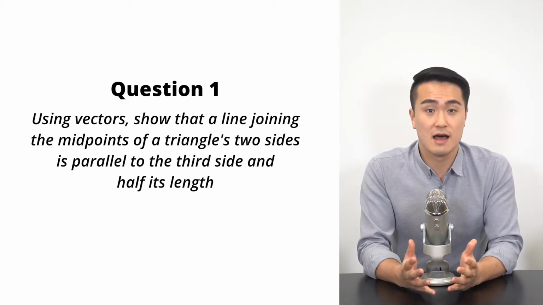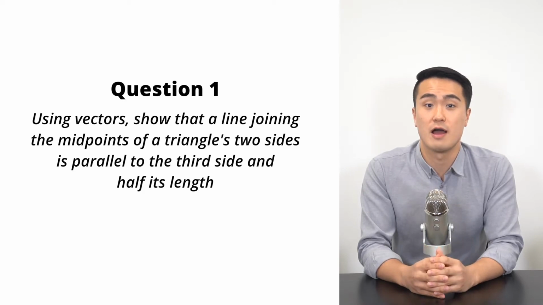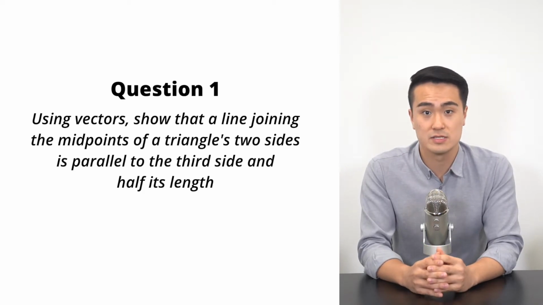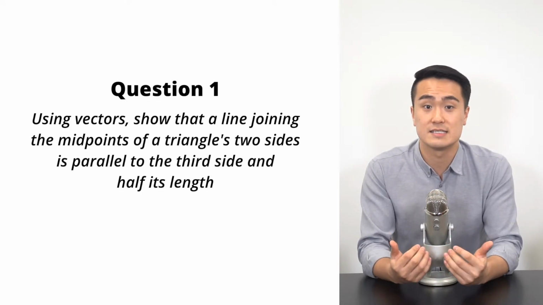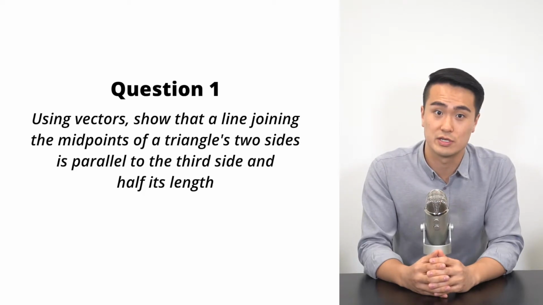Now, let's look at a question about geometrical applications of vectors. Question number 1. Using vectors, show that a line joining the midpoints of a triangle's two sides is parallel to the third side and half its length. This is a classic exam question where it tests our understanding of both vectors and geometry.